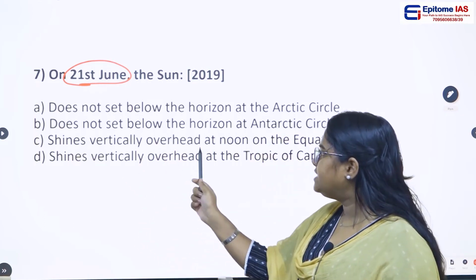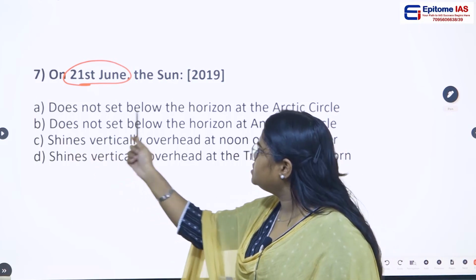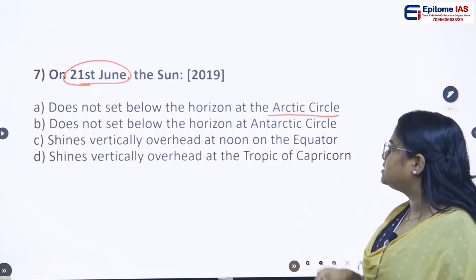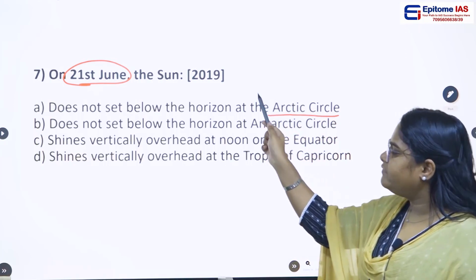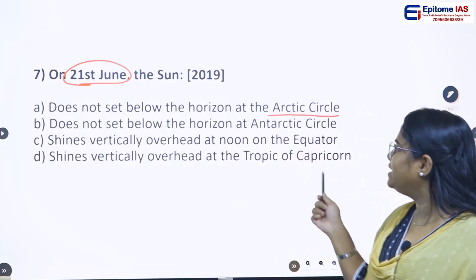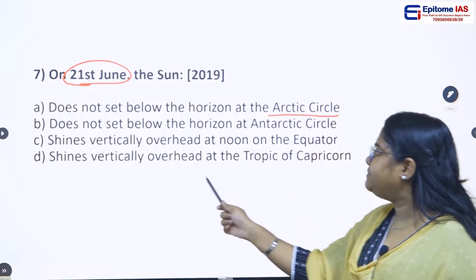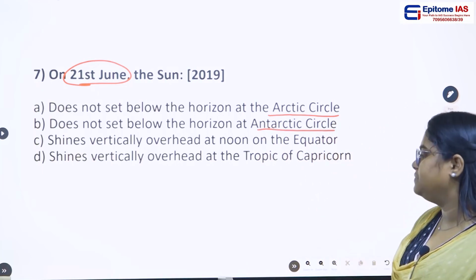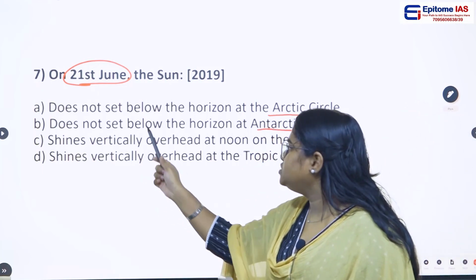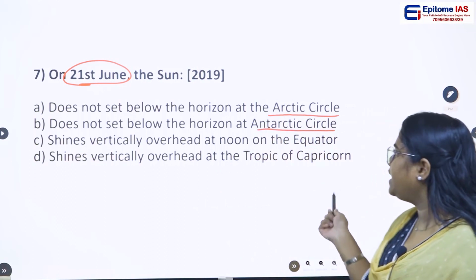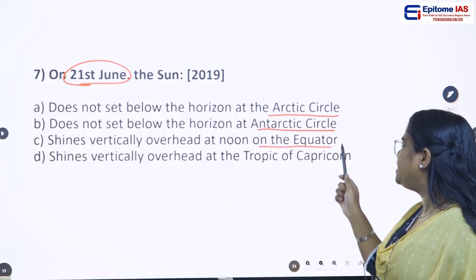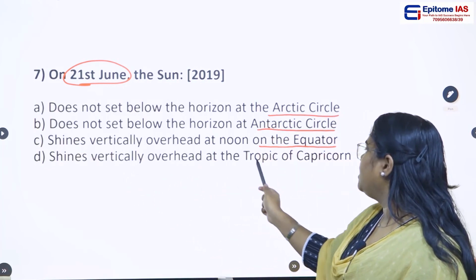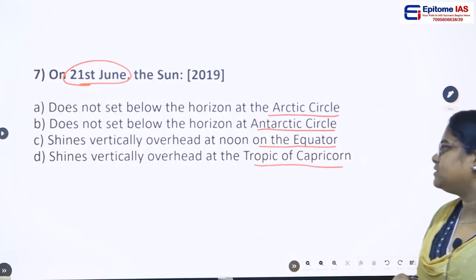What are the options they are giving? Option A, does not set below the horizon at the Arctic Circle. They are saying the sun will not set below the horizon at the Arctic Circle. Option B, does not set below the horizon at the Antarctic Circle. Option C, shines vertically overhead at noon on the equator. And option D, shines vertically overhead at the Tropic of Cancer.